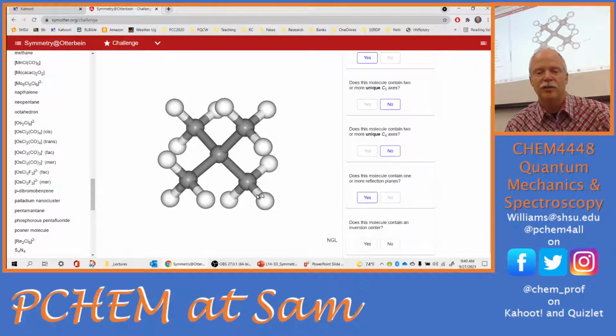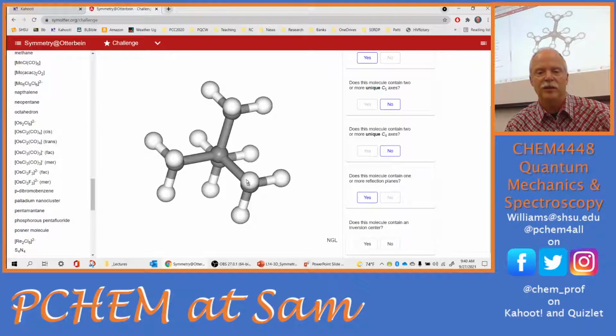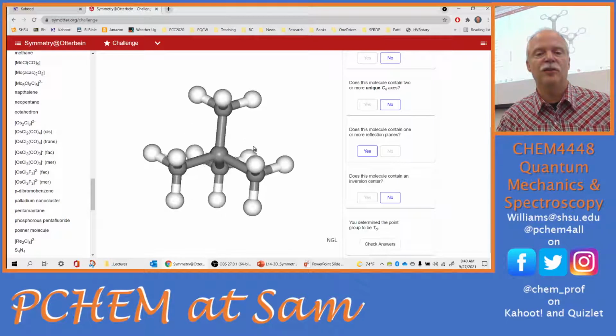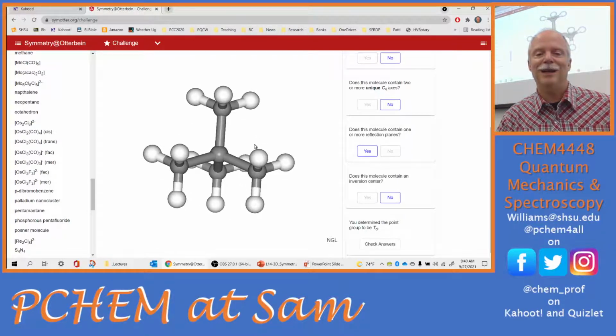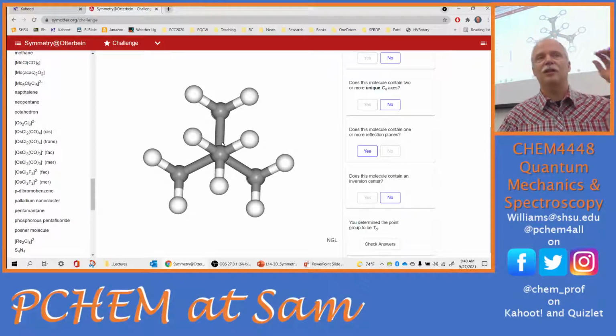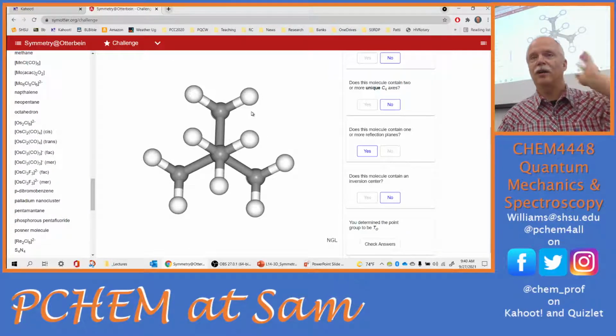Does it contain an inversion center? So I'm going to draw it this way. Look at this carbon here. If it inverts through the center of mass, there's no carbon there for it to invert into. So no inversion center. We determined it to be tetrahedral. So you've eliminated icosahedral and all of those others and got to tetrahedral. But your normal intuition, if you look at that molecule and say, well, I kind of think it's tetrahedral, it's good to do a check to make sure the threefold symmetry is not broken. And if it's not broken, it's tetrahedral.